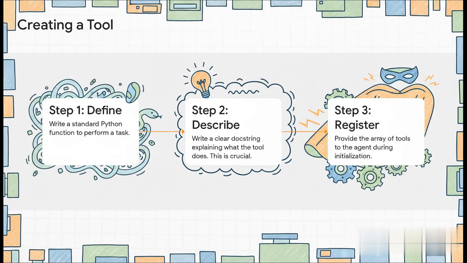And the process itself? It's so straightforward, just 3 steps. You write a normal Python function, then you write a super clear descriptive docstring for it. Seriously, this is the most important part for the agent. And then you just register that function as a tool. That's it. You've just given your agent a brand new superpower.